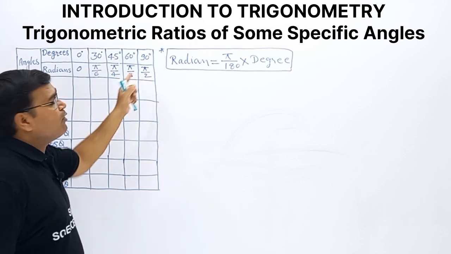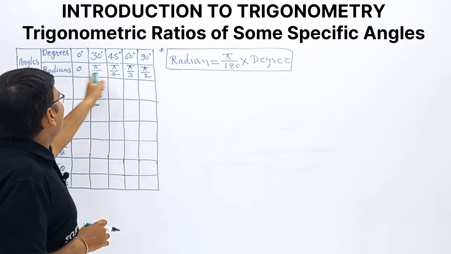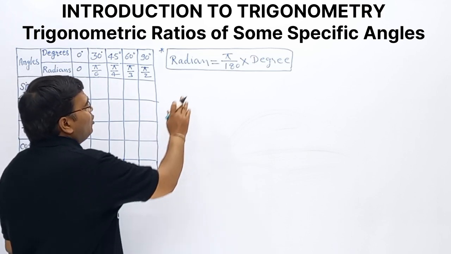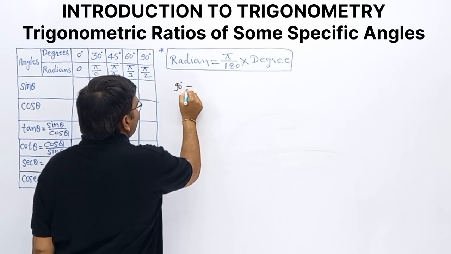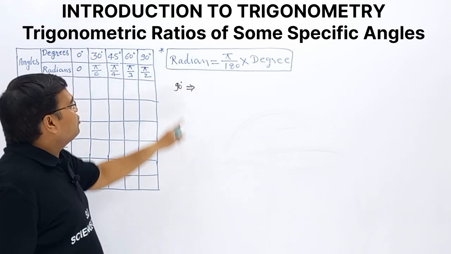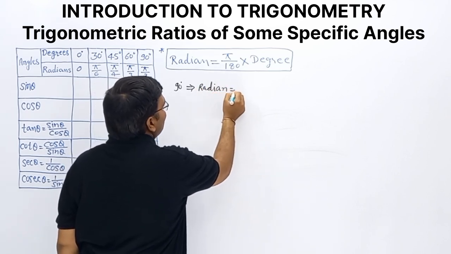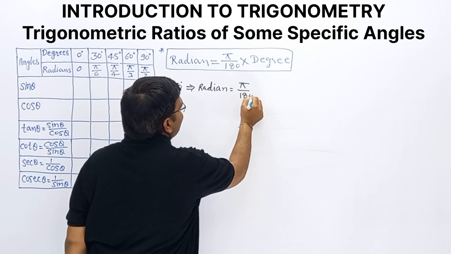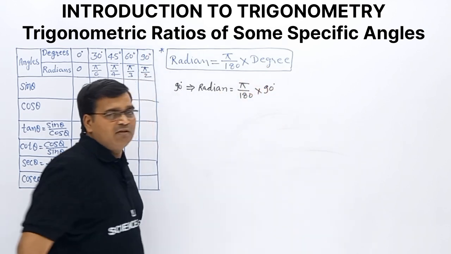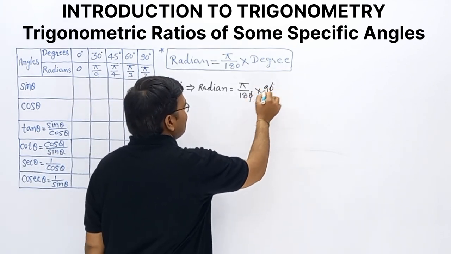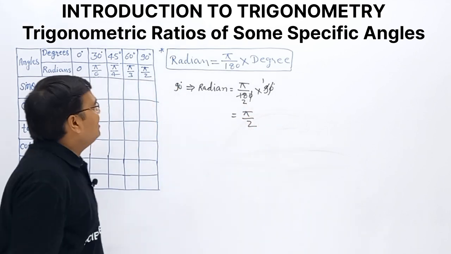So these all are what? Radian of angles. These are degrees and these are radians. Now I am taking 90 degree. What will 90 degree be in radian? Radian equals pi upon 180 into degree. Degree is 90. Solve this one: 0 and 0 cancel, 9 ones are 9, 9 twos are 18. So we are getting pi upon 2. Clear?